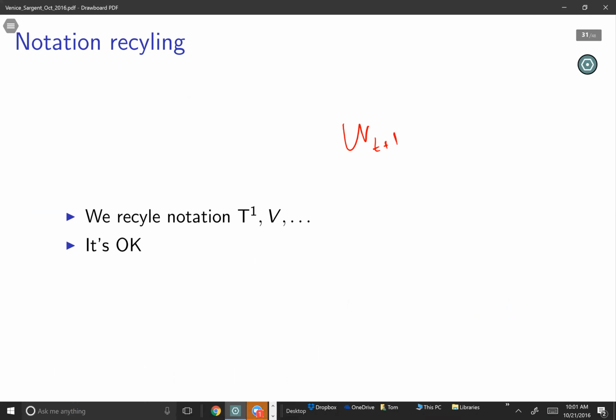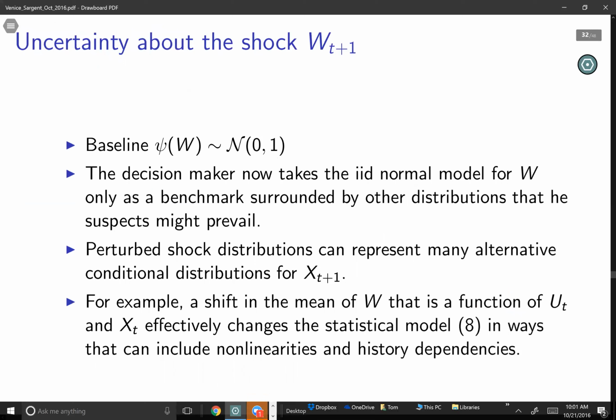So now what we're going to say is there's going to be a baseline model, but the decision maker is going to take that baseline model just as a benchmark, and he's going to surround it by other distributions. And these other distributions, again, we're going to use entropy. These other distributions are nearby, but they might actually be conditional distributions.